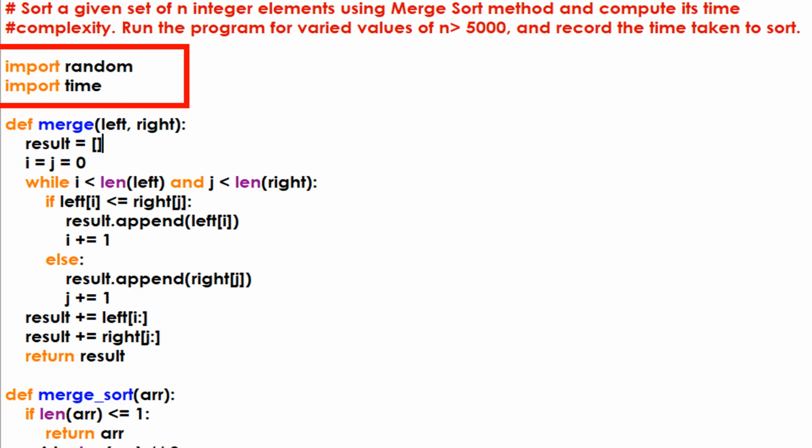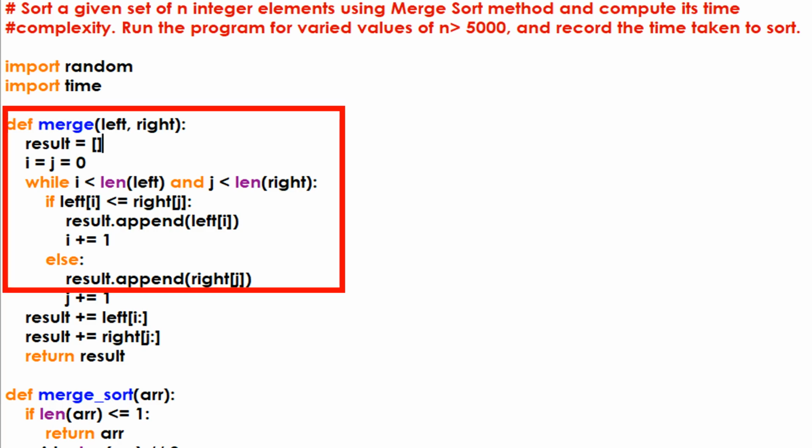Now understand our Python program. Import random, import time. We need random numbers for our experiment, so we are using random. Time, we need to calculate how long merge sort takes. Here is the merge function, def merge(left, right). Students, this function is responsible for combining two sorted lists.